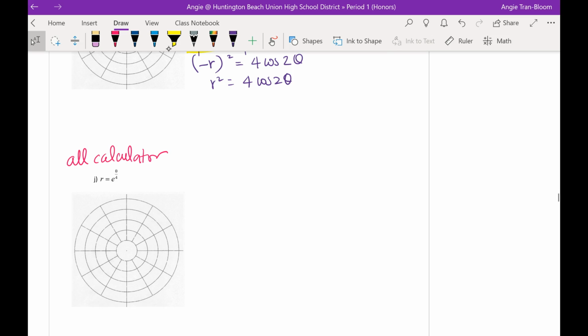What does it look like? Check out your calculator, and then we'll come back and see. And if you increase your window on theta instead of 0 to 2 pi, and make it even larger, it looks even more interesting the more you increase your window on the theta.